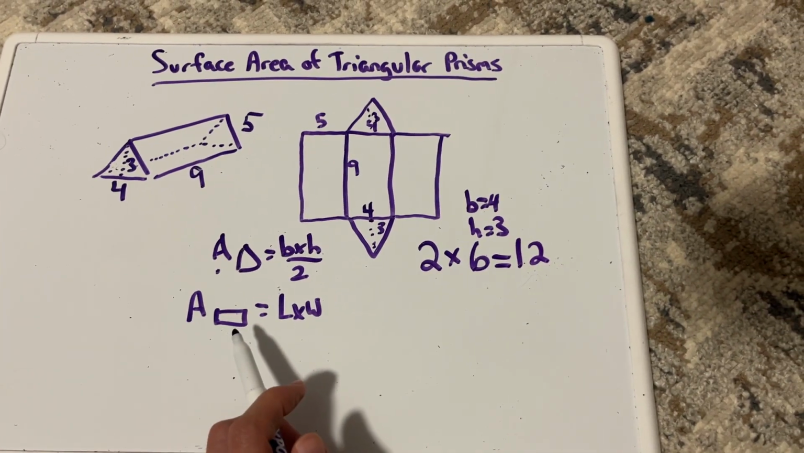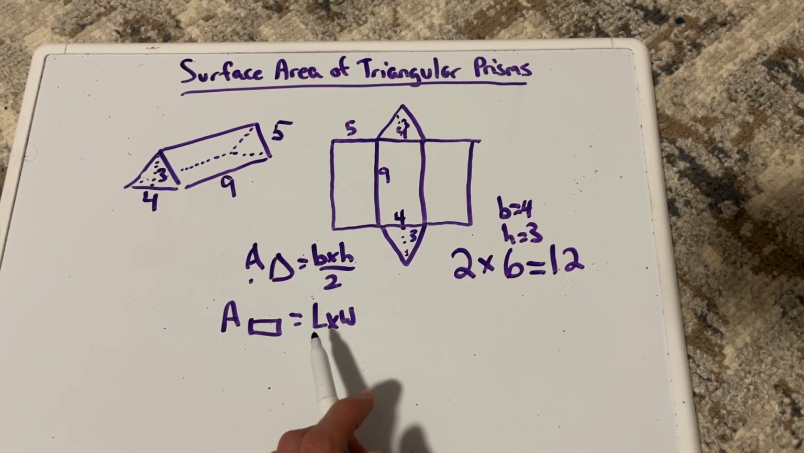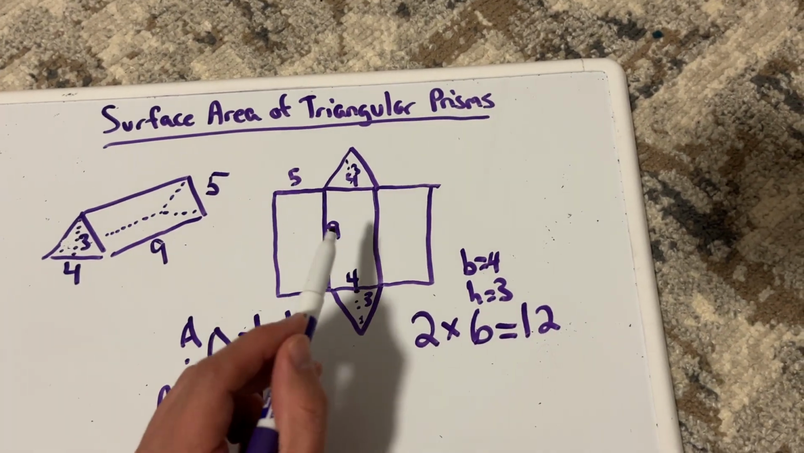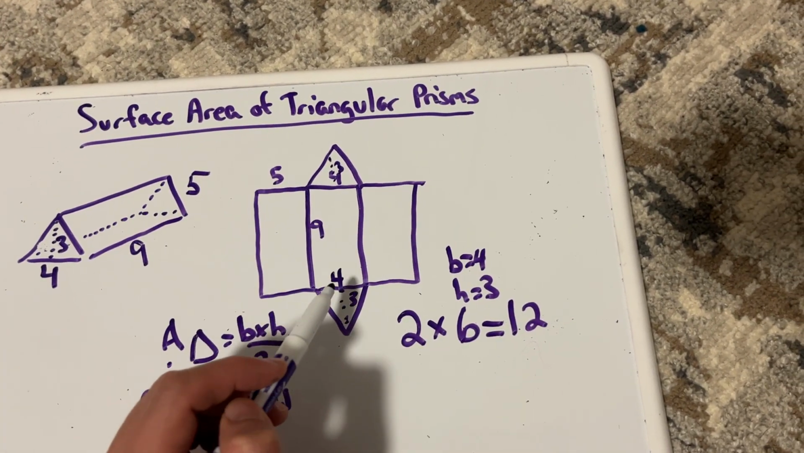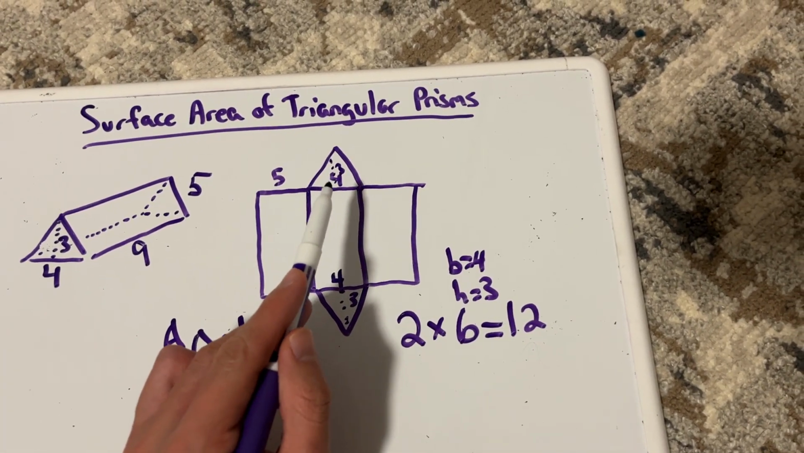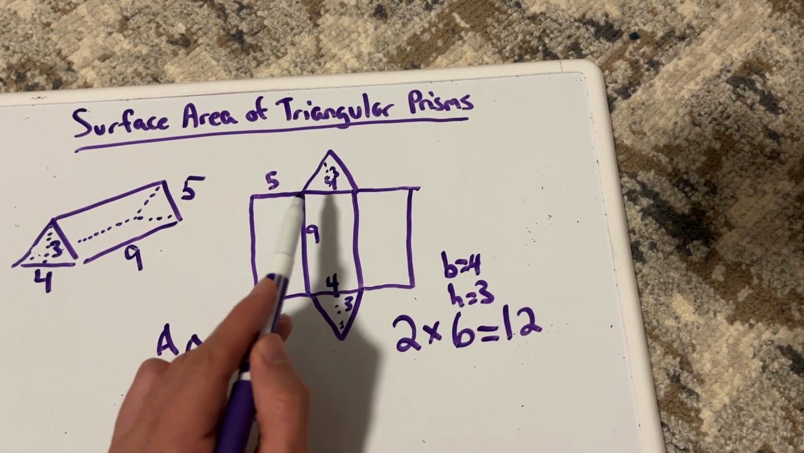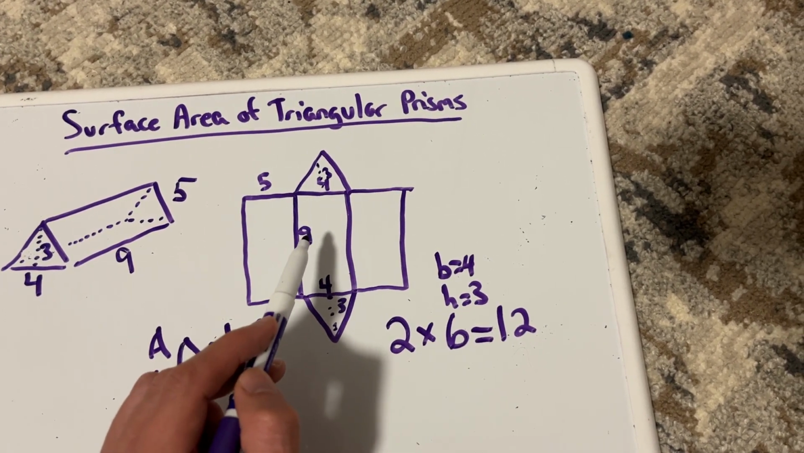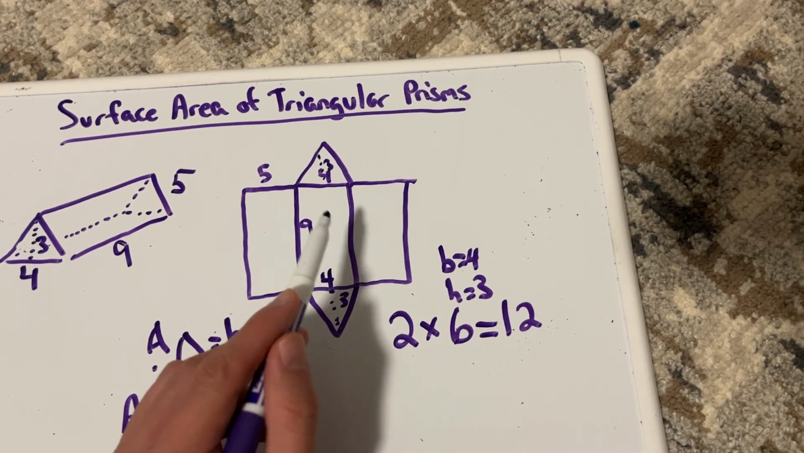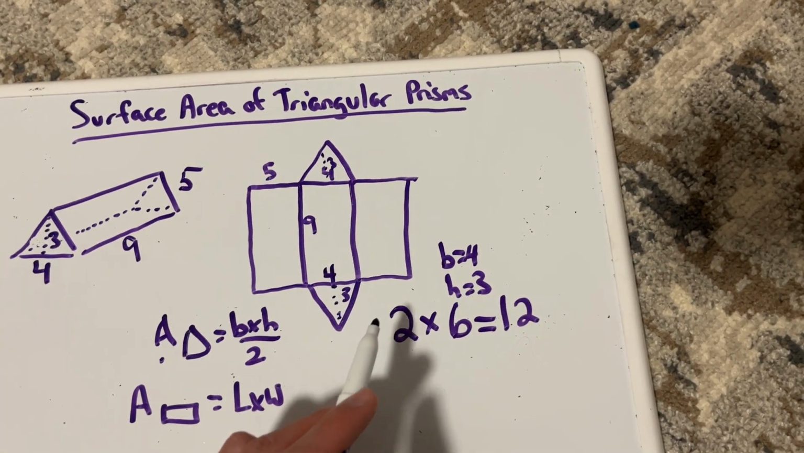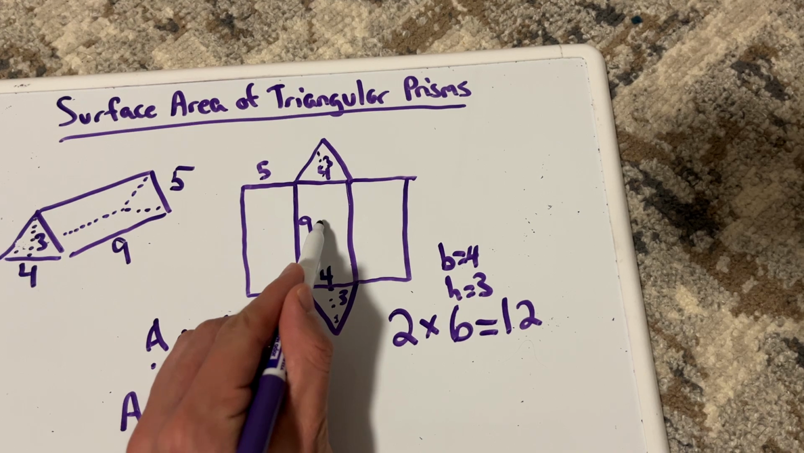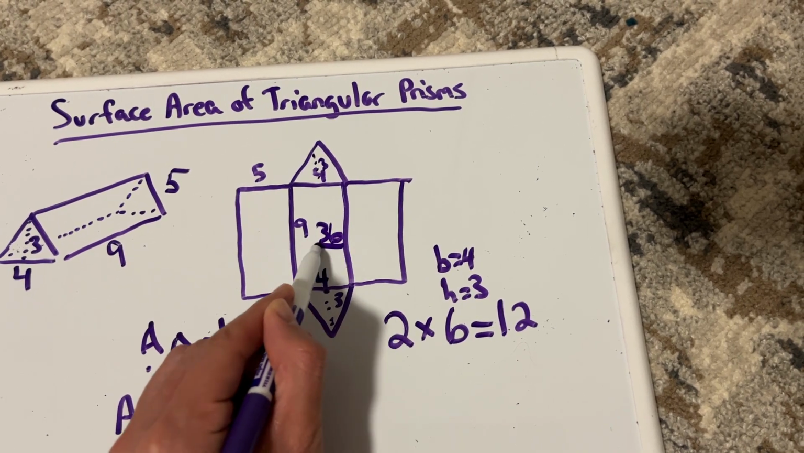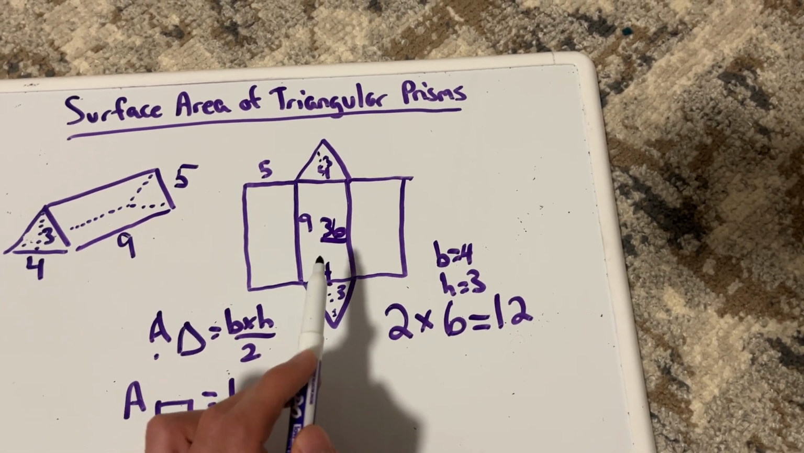The area of the rectangle is length times width. Let's look at this rectangle in the middle. The base of the triangle and the length of this rectangle here are the same. 4 times 9 is 36. There's only one of those rectangles, so it's just going to be 36 here in the middle. I'm just going to underline it so we don't get confused.